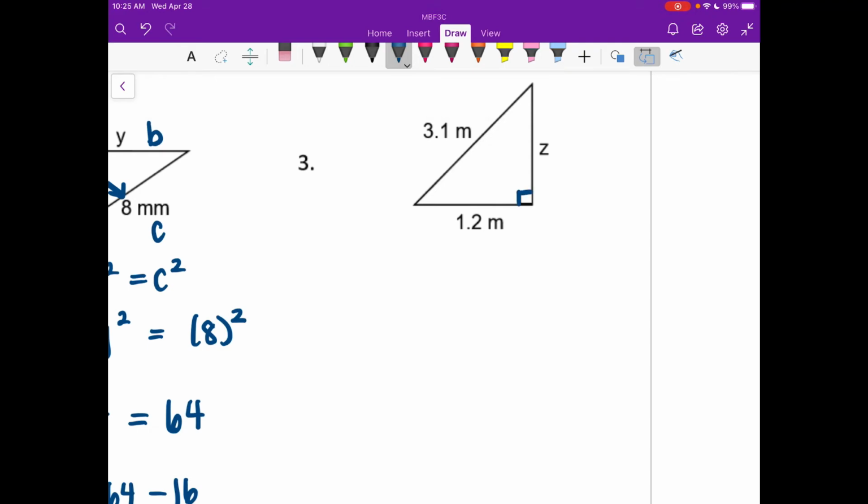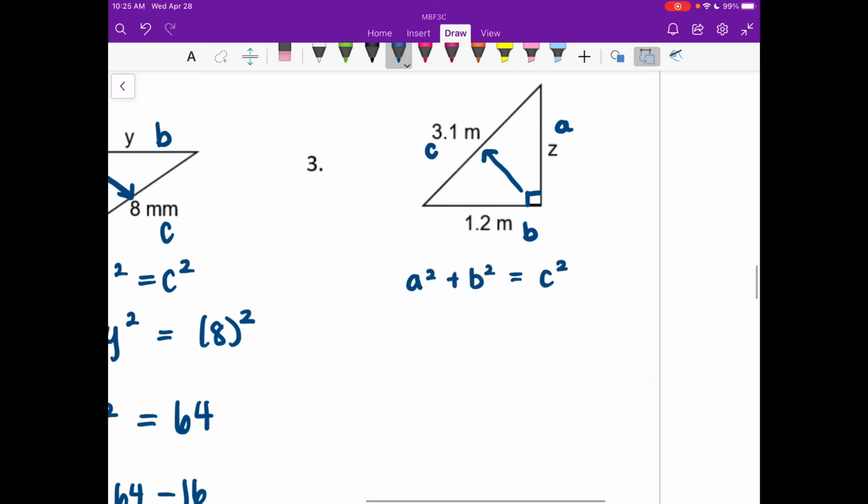This is my right angle triangle, so the opposite side is going to be C. And then I'm just going to label my sides here. I'm going to label this as A, and this as B. So I'm going to do A squared plus B squared is equal to C squared. Z is A, B is 1.2, squared equals C, which is 3.1, and these are all in meters.